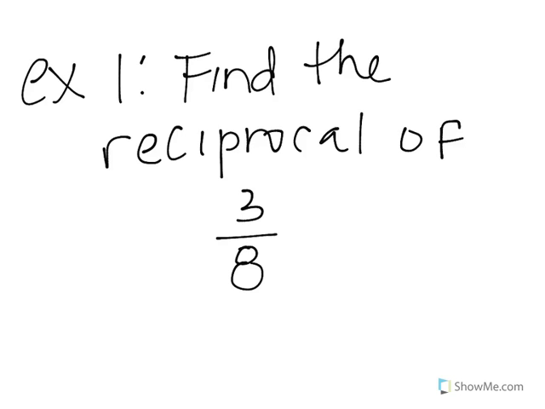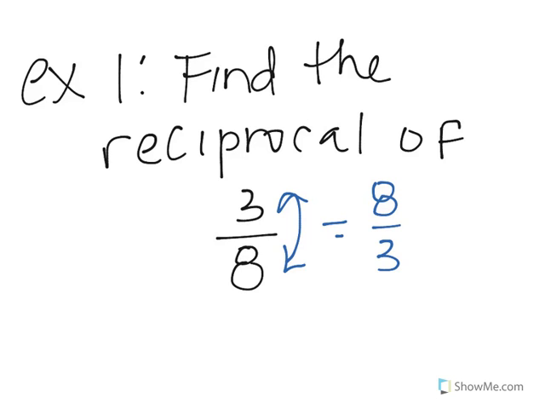And it's really easy to find this reciprocal. All we have to do is change the numerator and the denominator. So we're just going to flip around 3 and the 8. So the reciprocal of 3/8 is 8/3. And then I have to simplify.